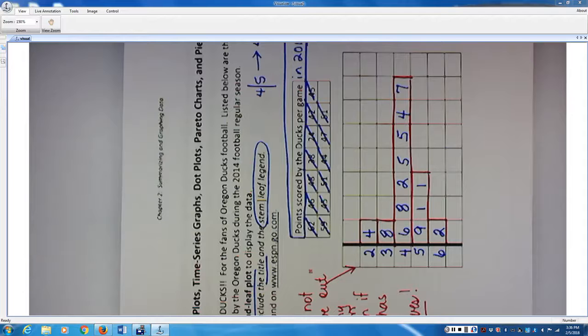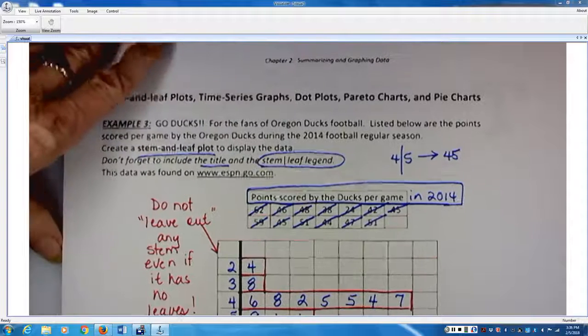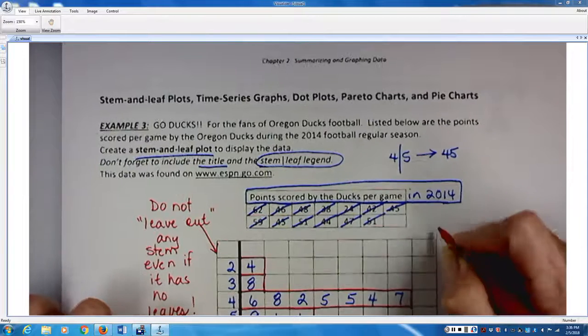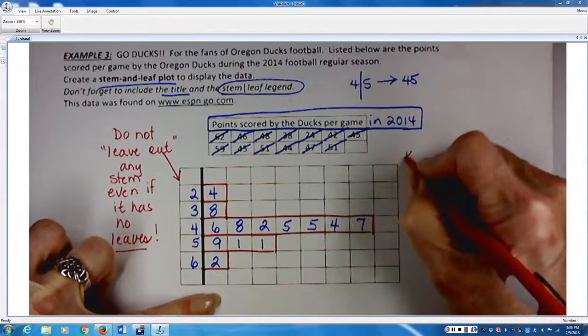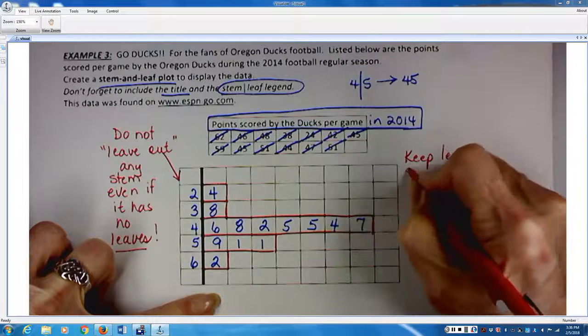Okay? And this was much less trouble to make than having to come up with class limits and counting all the data values and then drawing a histogram. Actually, I just listed all the data values out and I got the histogram. That happens as long as when you make your stems, you keep in all the stems, even if one of them doesn't have any leaves, and you keep your leaves evenly spaced.